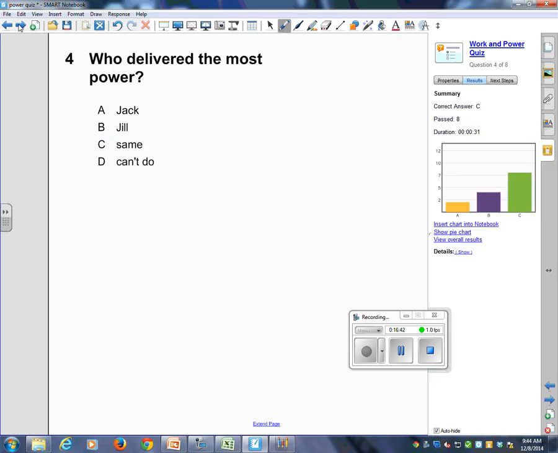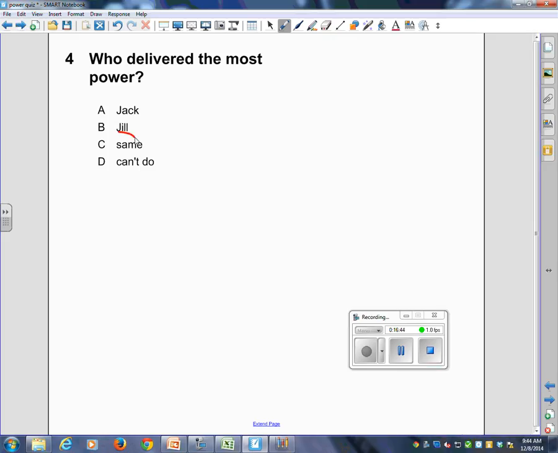Who delivered the most power? That is the same. He does twice as much work, but she does it in half the time. So they have the same amount of power.